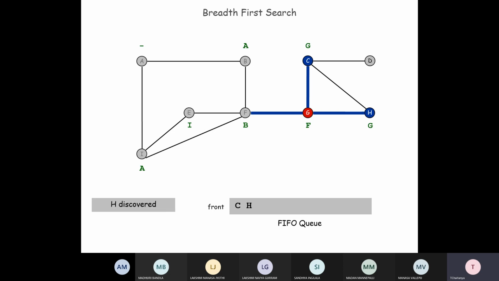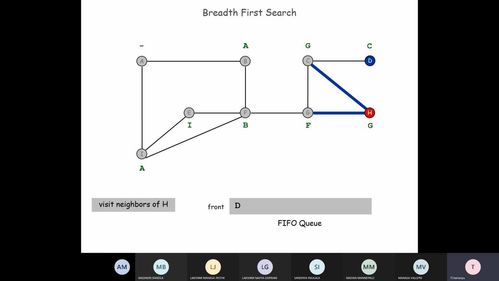Now consider C, which consists of H and D. For C we find the neighbor nodes. Finally C goes to the D node. C is finished, and the front end nodes are H and D. C is finished now, get the next vertex.